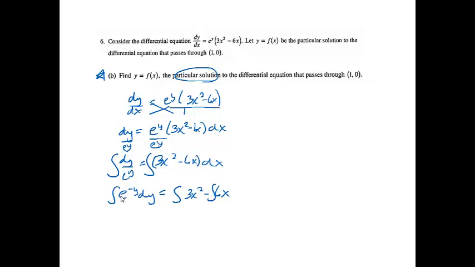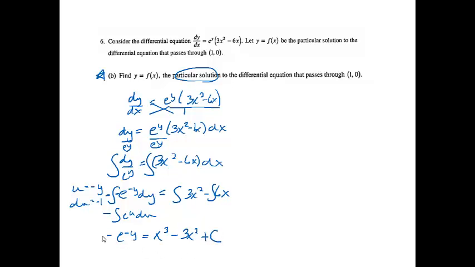Okay, on the left side, if you have one e in your problem, we're going to let u be the exponent, so u will be negative y, which means du is going to be negative 1. So I'm missing a negative on the inside, negative on the outside, so that's going to make me have a negative e to the u du. And the integral of e to the u is just e to the u, so it's going to be negative e to the negative y. Okay, and then on the right side, just take the integral of both parts. The integral of 3x squared is x cubed, minus the integral of 6x is 3x squared, and don't forget the plus c on that side.